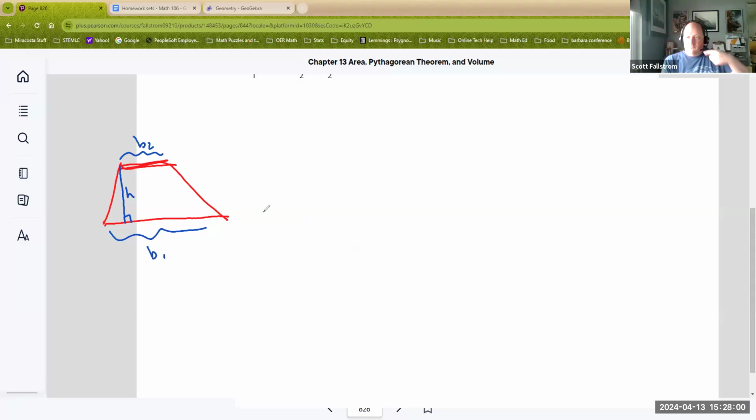And then, okay, here's what I'll do. I'll do a couple different techniques. Let's see if it helps. I'm going to take a complete carbon copy of this, and I'm going to put it right next to it like this.